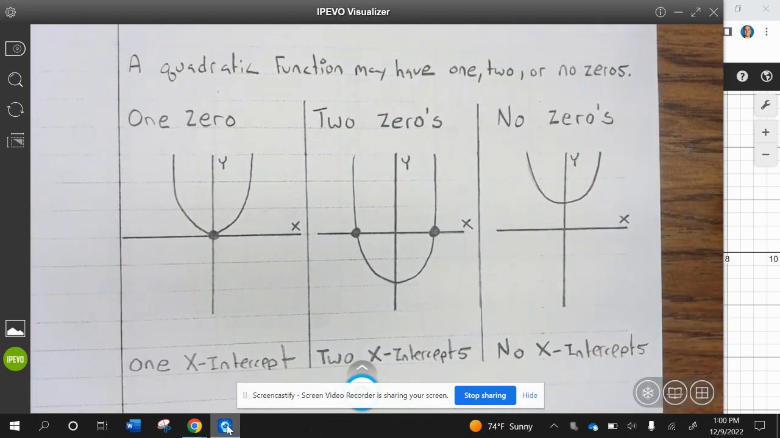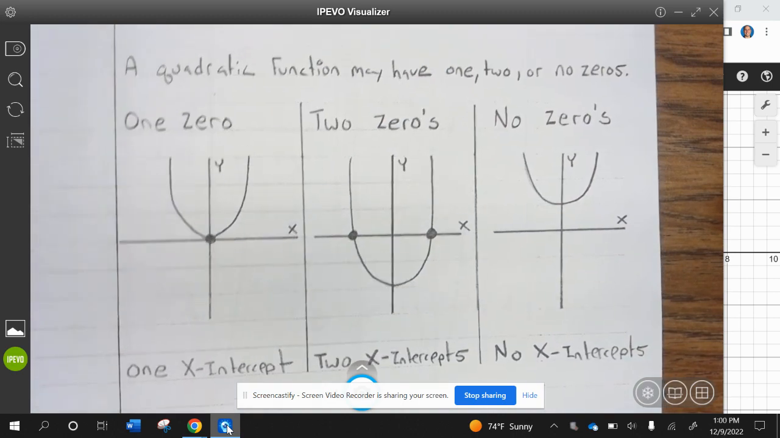A quadratic function may have 1, 2, or no zeros. One zero means one x-intercept, two zeros means two x-intercepts, and no zeros means no x-intercepts. All right, good. Let's take a look at the next page.